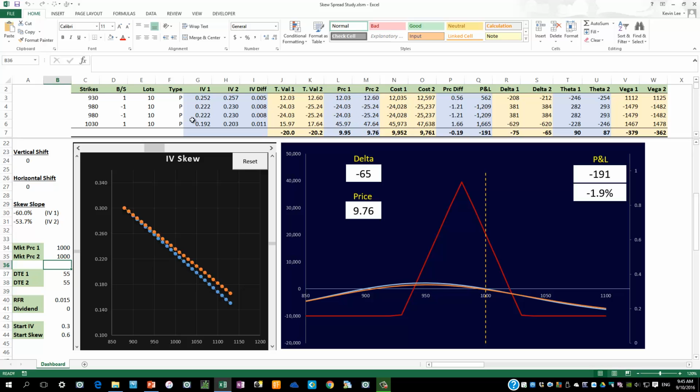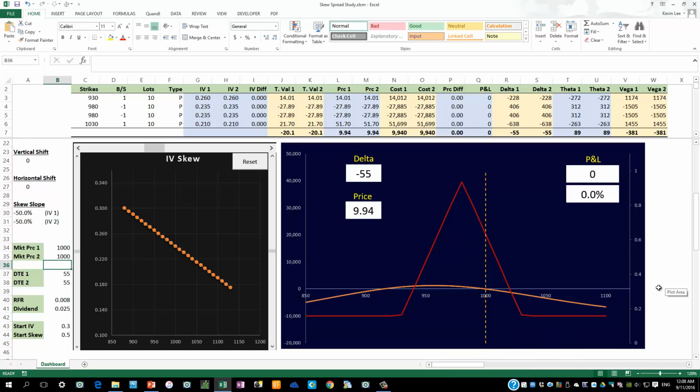Now I've got here the IV, the time value, the price, and the cost, which is just the price multiplied by number of lots, and also the P&L. P&L means the difference between the first line and the second line. If I shift the IV, we will see a difference, and then I will take the price difference, and then the P&L. So the delta, the theta, and Vega. Here I'm also capturing the delta and price of the second line, as well as the corresponding P&L.